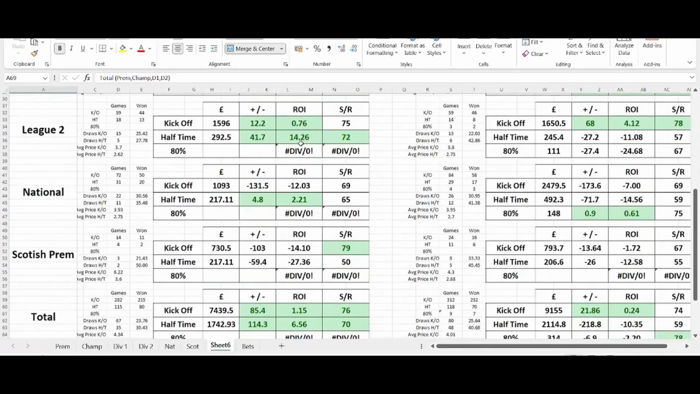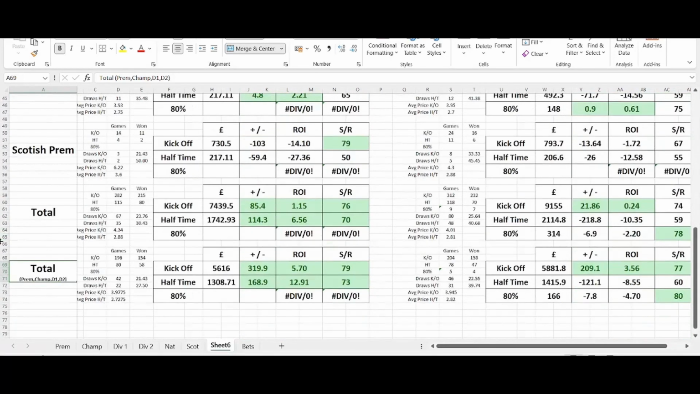So at the bottom we've got 2 totals. I've done a total for the full 6 leagues, and another total excluding the Scottish and the National League. So basically it's just the English Premier, Championship, Division 1, Division 2. So I'll concentrate on this total one first.